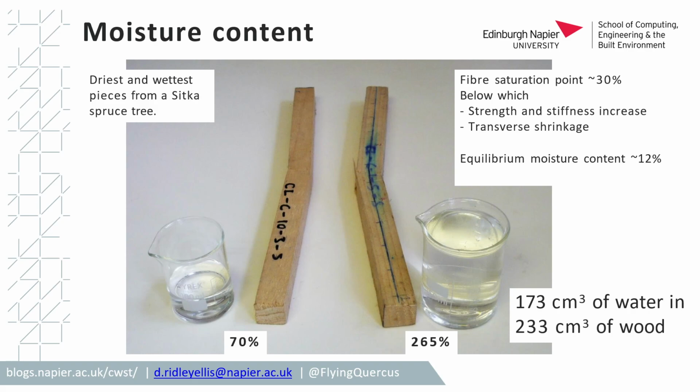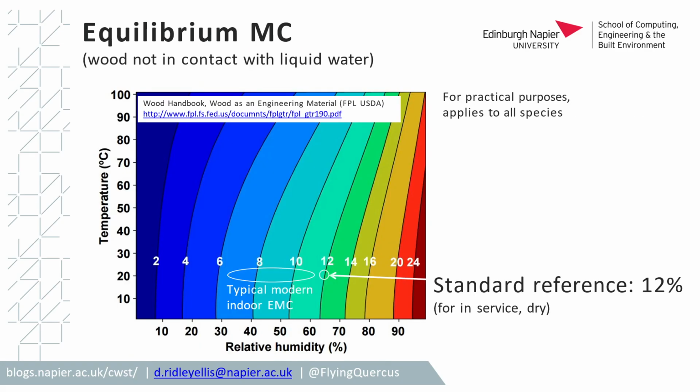We report our densities at 12%. There's some hints coming here. Right. Equilibrium of moisture content. So what we tend to do is we put our samples of wood into a conditioning chamber, sorry, not a kiln.